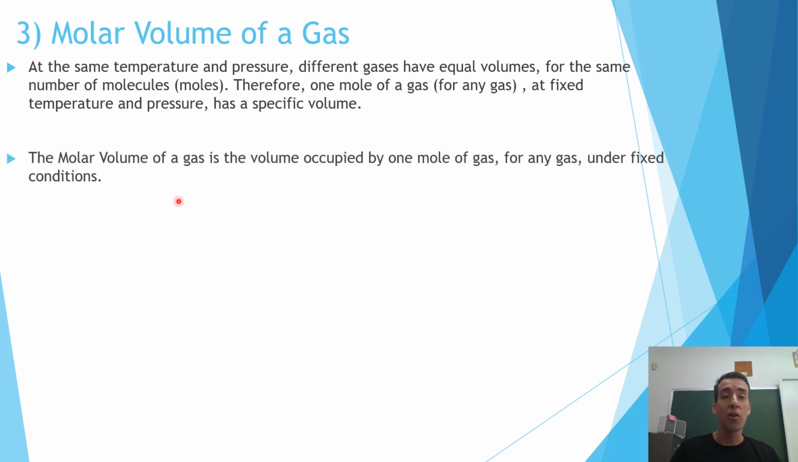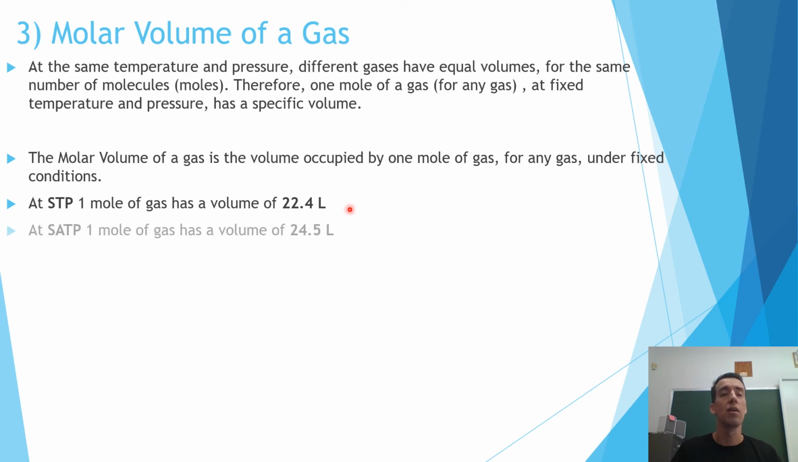So the molar volume is defined like that. It's the volume occupied by 1 mole of gas for any gas under fixed conditions. So molar volume is the volume of only 1 mole of any gas. So at STP, standard temperature and pressure, 1 mole of any gas will have a volume of 22.4 liters, while at SATP, 1 mole of any gas would have a volume of 24.5 liters.